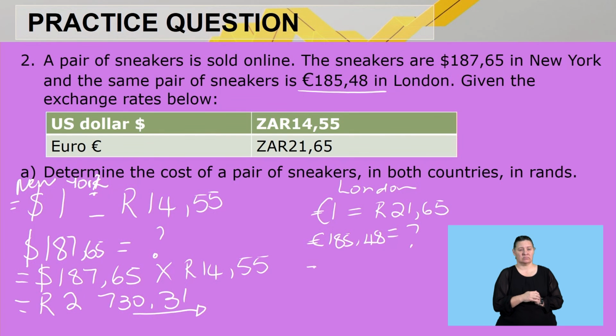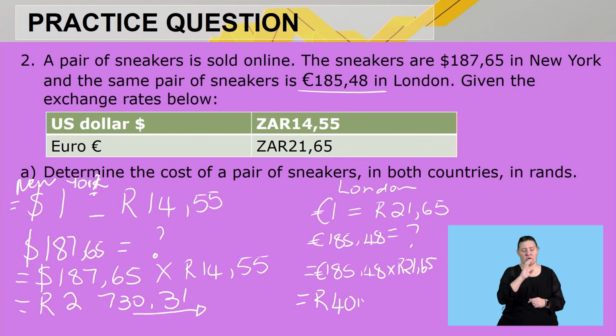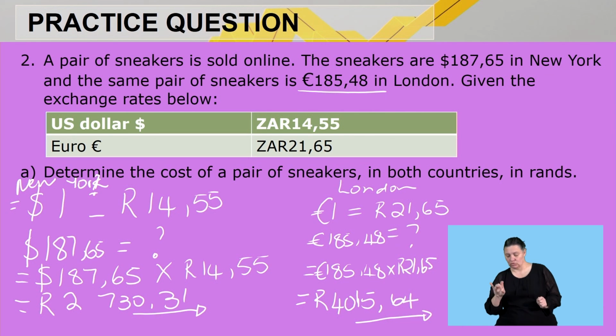Now, let us multiply 185.48 euros by our exchange rate, which is 21 rand 65 cents. So now I'm going to have a total amount in South African rand of 4,015 rand 64 cents. So now this is what I am going to pay when I choose to purchase whether in New York or in London. Let's move on to the next question.